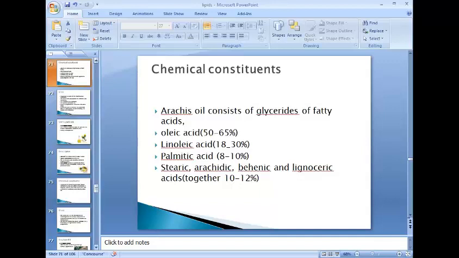The glyceride or fatty acid of arachis oil include oleic acid, linoleic acid, palmitic acid, stearic acid, and linoleic acid. So it has high proportion of unsaturated fatty acids, which is seen here, and has saturated fatty acid, which is less in proportion as compared to unsaturated fatty acid.